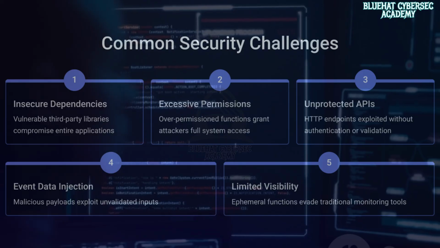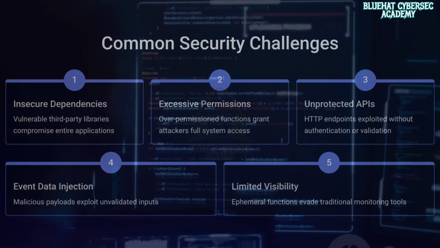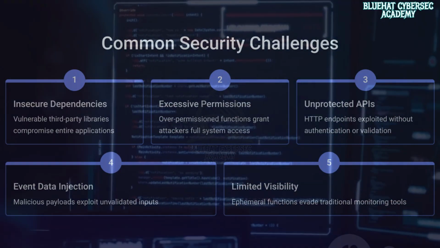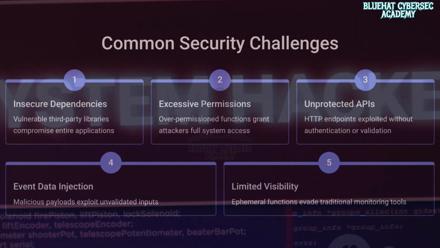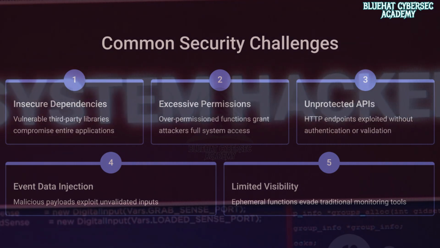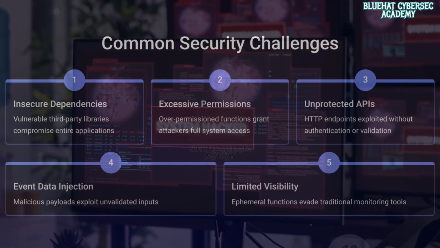First, insecure dependencies. Many serverless functions rely on third-party libraries, and a single vulnerability in a dependency can compromise your entire application if it's not scanned and updated regularly. Second, excessive permissions. Over-permissioned functions, like a Lambda function with full access to S3, can be a huge risk if an attacker gains access. Third, unprotected APIs.